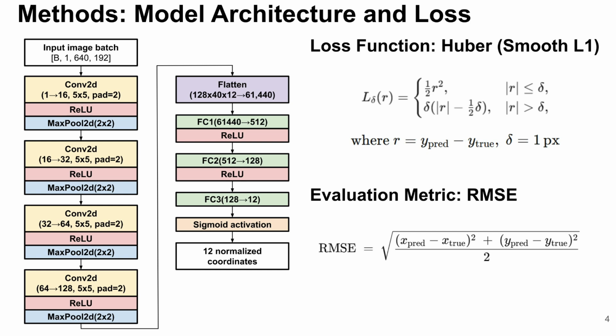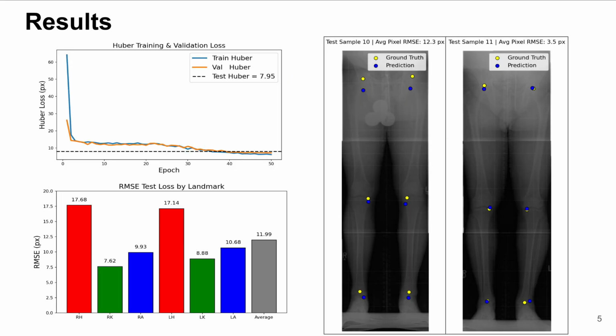To train the network, we use Huber loss. This loss behaves like mean squared error when the prediction is close to the ground truth, but switches to mean absolute error when the error is large. This behavior is ideal for our application as it mitigates occasional labeling outliers while still encouraging precision. We also use root mean square error, or RMSE, as our main evaluation metric. RMSE provides a direct and interpretable measure of prediction accuracy by reporting the average distance in pixels between the predicted and true landmark positions. Now let's take a look at how the model performed with training.